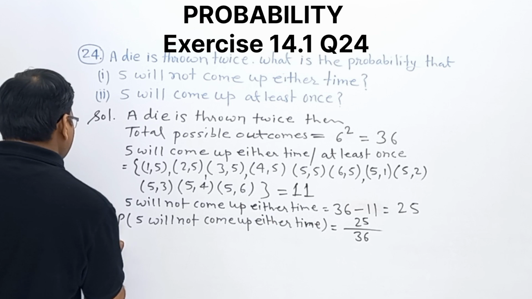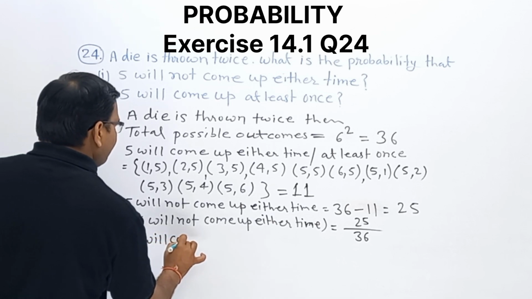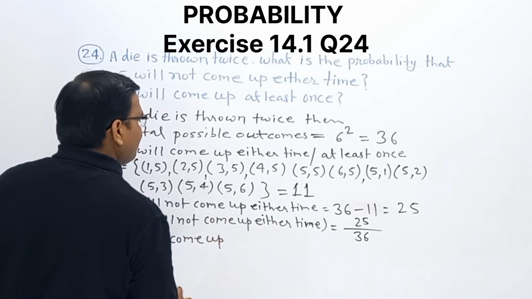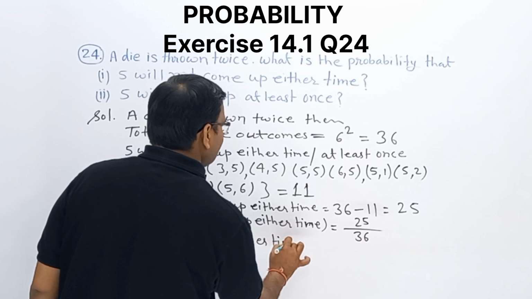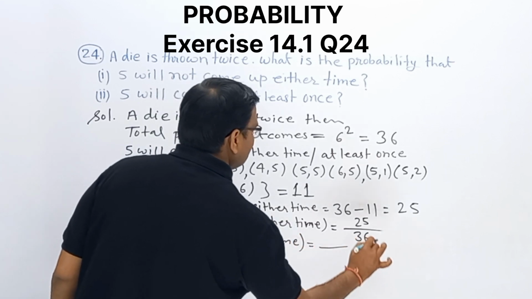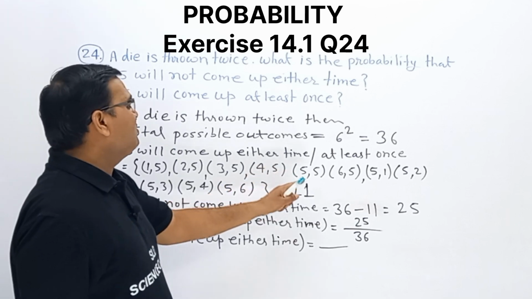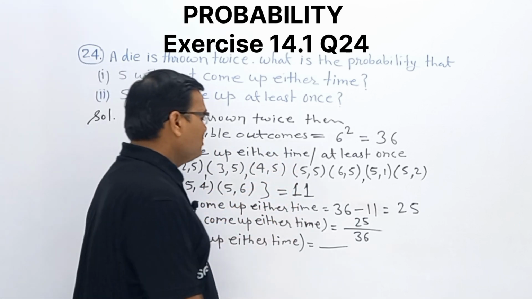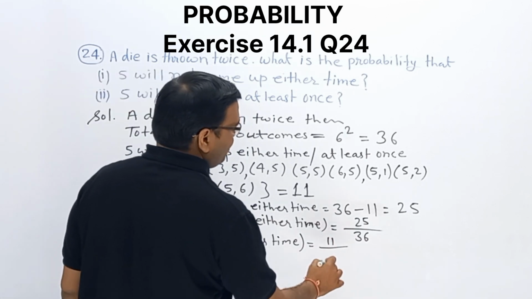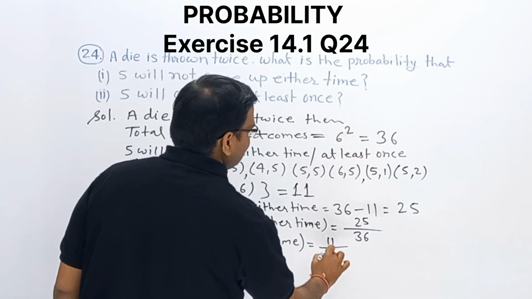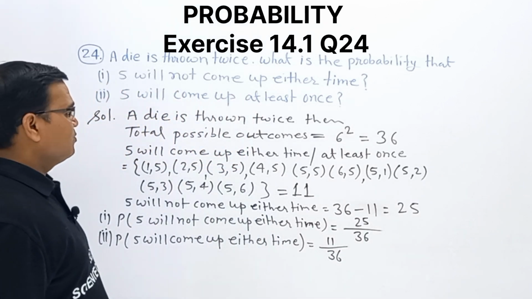Now for the second one, probability of 5 will come up either time. Its result will be the number of favorable outcomes, which we are having 11, when 5 will come up either time. Then in the denominator, total possible outcomes we are having 36. So 11 upon 36 will be the required answer for this one.